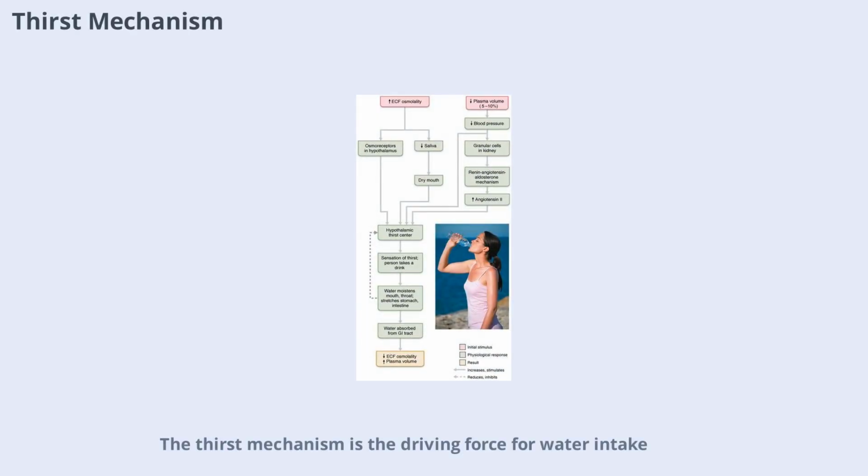The thirst mechanism is the driving force for water intake, governed by the hypothalamic thirst center. Osmoreceptors in the hypothalamus detect changes in extracellular fluid osmolality and are activated by increased plasma osmolality, dry mouth, decreased blood volume or pressure, and angiotensin II or baroreceptor input. Drinking water inhibits the thirst center, with feedback signals like relief of dry mouth and activation of stomach and intestinal stretch receptors.